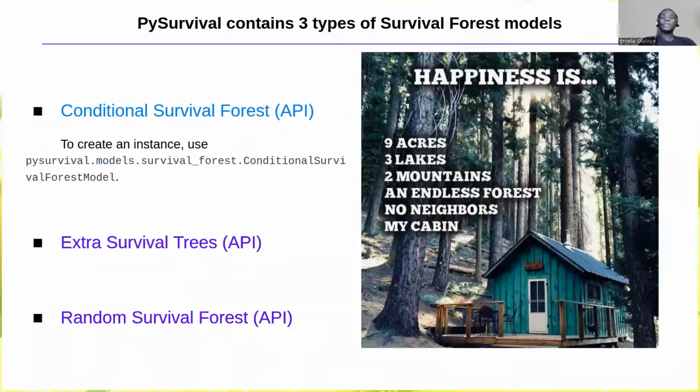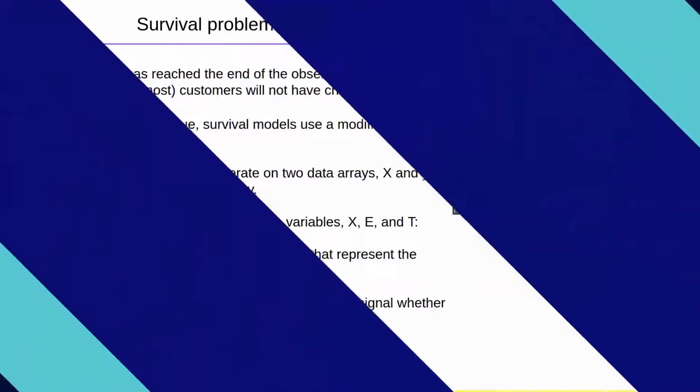In Pysurvival, we actually have three types of survival forest model. The first one is conditional survival forest, the second one is extra survival tree, and the third one is random survival forest. For the survival model we are going to be building with Pysurvival, we are going to be using conditional survival forest because of the kind of accuracy it gives. It outperforms extra survival trees and random survival forests.